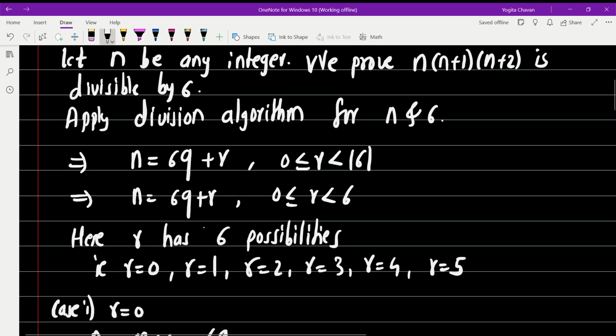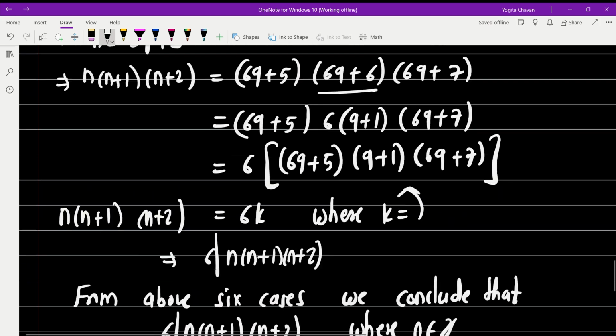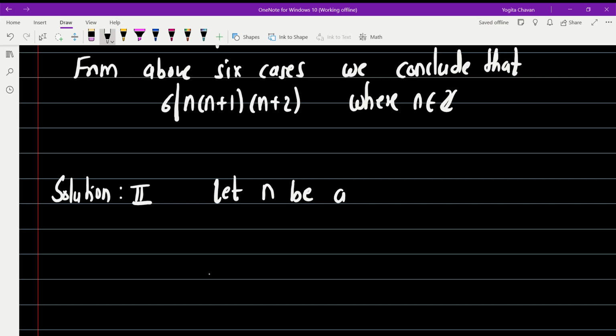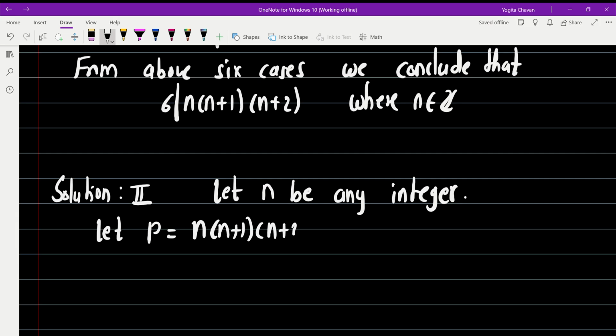Now we have one more solution. This is solution number 2. Let n be any integer, and let p be equal to this product n into n plus 1 into n plus 2. That is, p is nothing but the product of three consecutive integers.